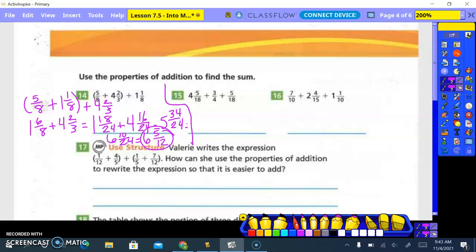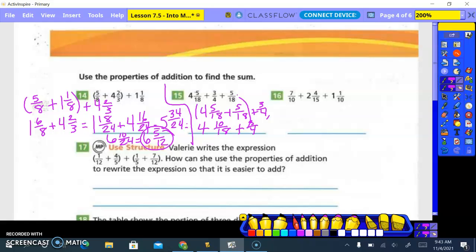What do I need to do? Commutative, associative, or both? Both, because we need to get them in order for commutative and then use parentheses, right? So parentheses 4 and 5/18 plus 5/18 plus 3/4. Oh, I put my parentheses in the wrong spot. So parentheses should be after 5/8, right? So what is that? 4 and 10/18, okay, plus 3/4.